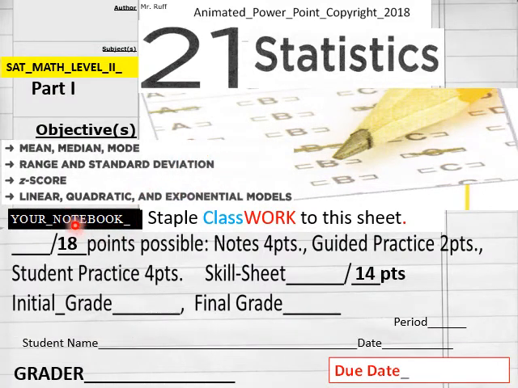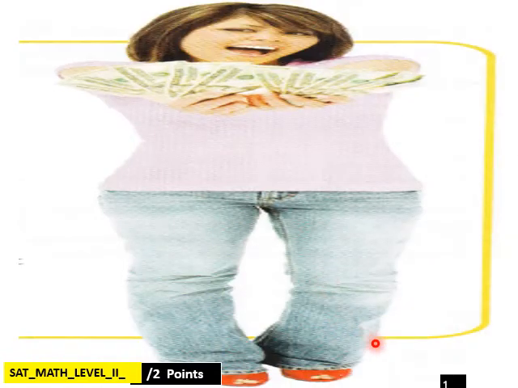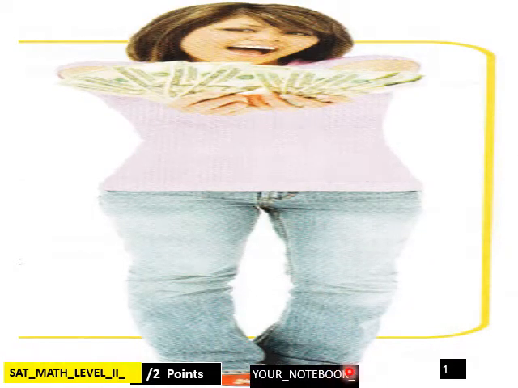Lesson 21 will have 18 points on your notebook, 14 points on your classwork sheet, and covers statistics: mean, median, mode, range, and standard deviation, z-score, linear, quadratic, and exponential models. Name, date, period, students, due date for my online. And we'll go right into page 1, which is a notebook entry.